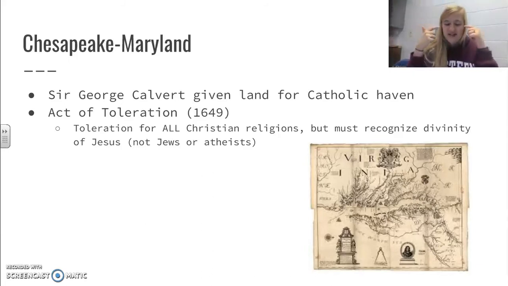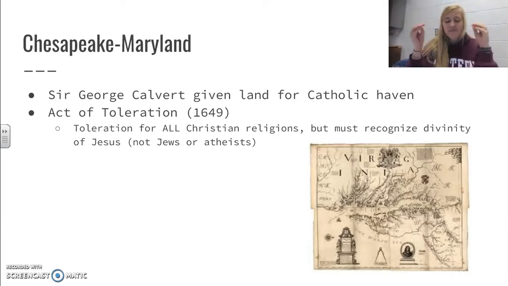What is funny, though, is that the death penalty was the consequence for not believing in Jesus Christ in Maryland. Yes, you heard that right. Instituted the death penalty for anyone denying the divinity of Jesus. That includes Jews and atheists. What? And yet we, right now in United States history, point to this as a shining example of toleration.